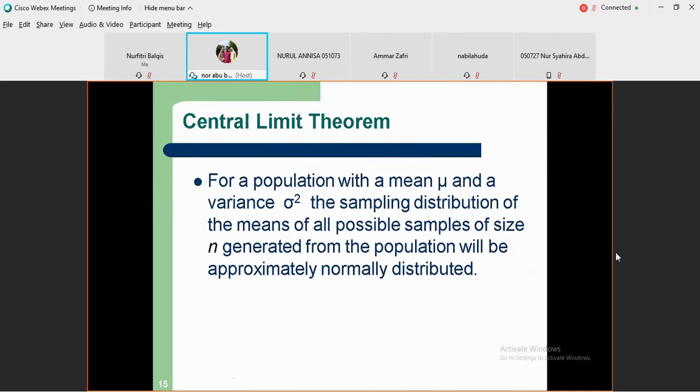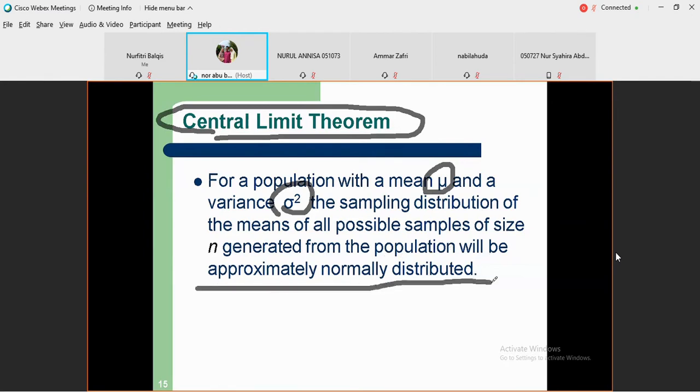Okay, in which, okay, look at the central limit theorem here. This is a very important theorem in statistic, whereby for a population with a mean of mu, jadi kita ada mu and sigma variance, sigma squared. Okay, the means of all possible samples of size n generated from the population will be approximately normally distributed. So this is a central limit theorem.